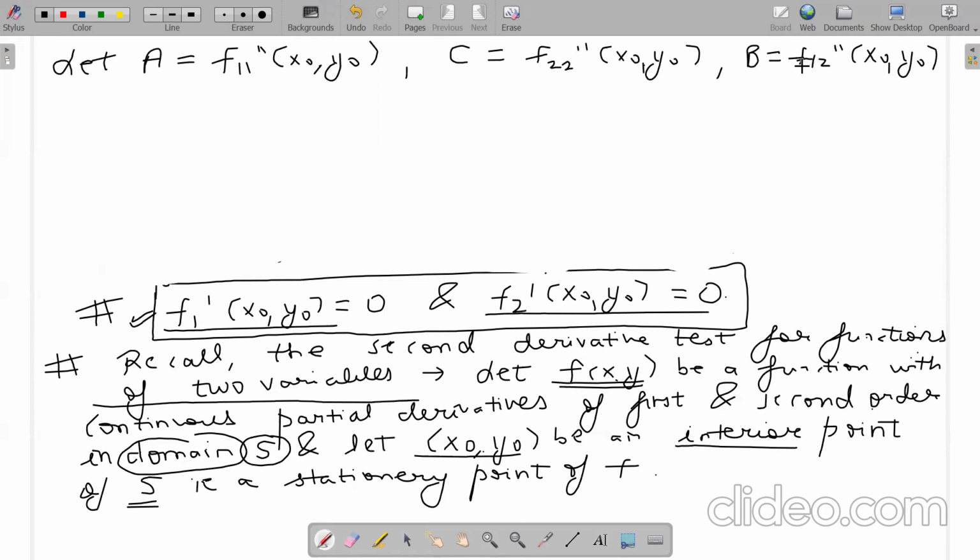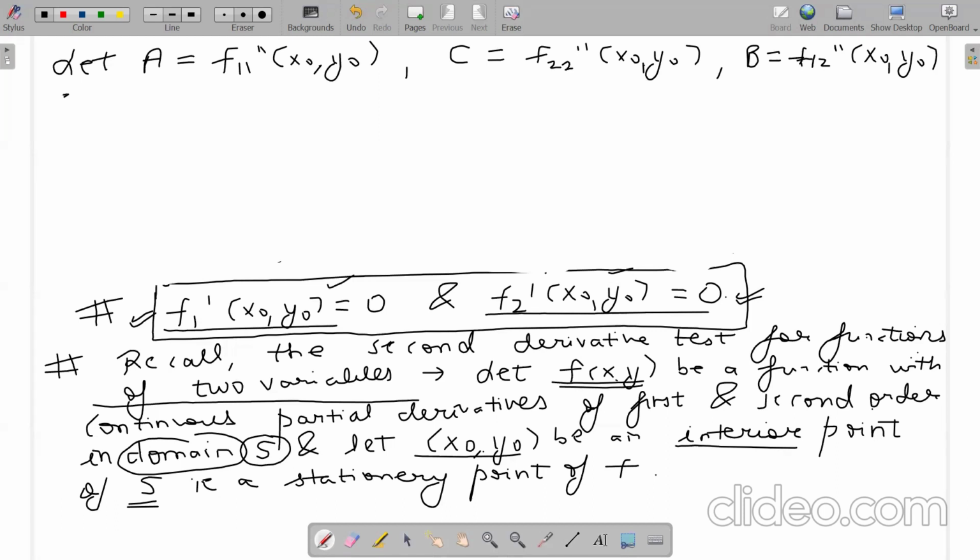So f double one double dash is the second order direct partial derivative of the function with respect to x. F double two double dash is the direct second order partial derivative of the function with respect to y, and f1 2 double dash is the second order cross partial derivative of the function. And all these are evaluated at the stationary point x0 y0, which I have found by solving these two equations.